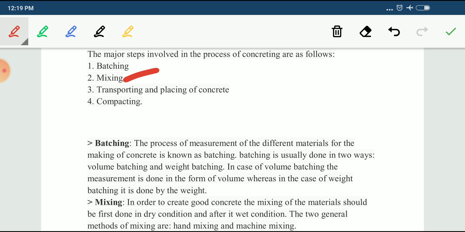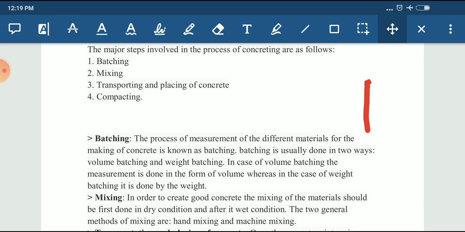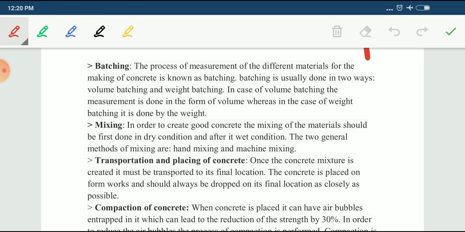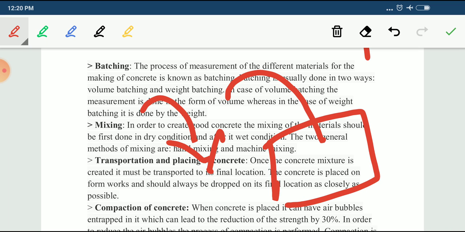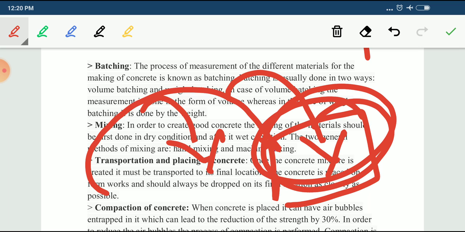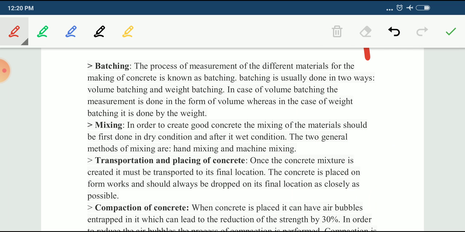Next one is mixing. In order to create good concrete, proper mixing should be done. Proper mixing means you should first go for dry mixing. First we have to put coarse aggregate. After that you have to put sand and mix thoroughly. After that you have to mix in cement. It should show uniform color.